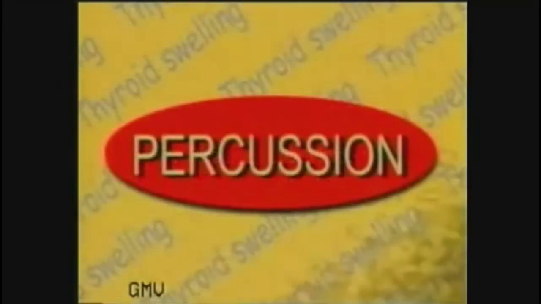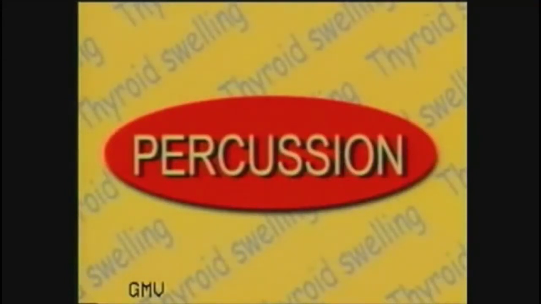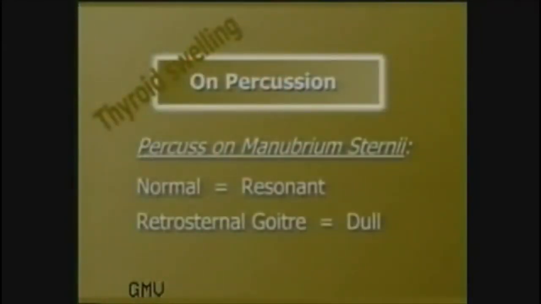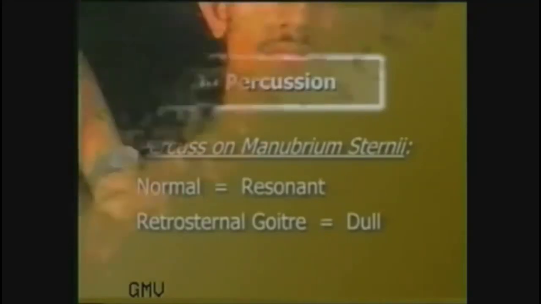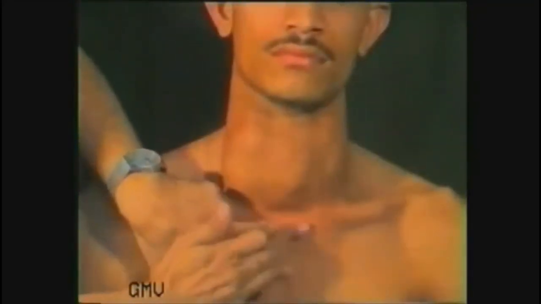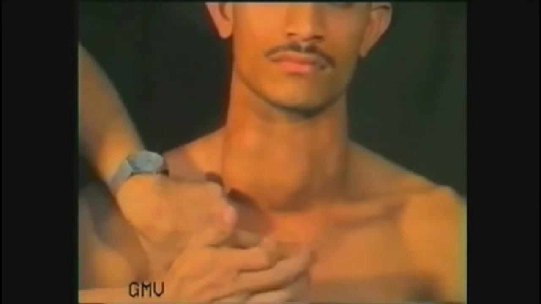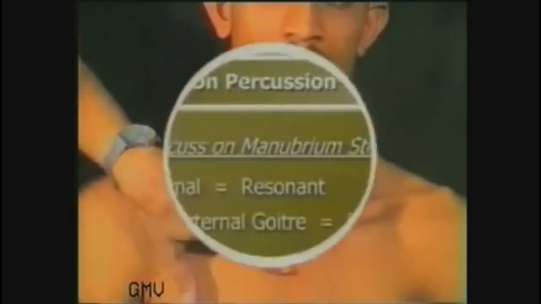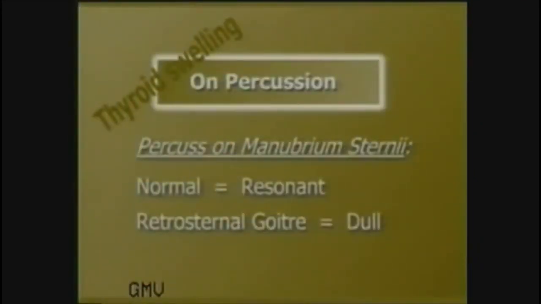Now let us proceed to percussion and auscultation. Percuss directly over the manubrium sterni or use a heavy percussion stroke. Normally the note is resonant due to air in the trachea behind the manubrium sterni. If the percussion note is dull, suspect a retrosternal extension of the thyroid, which descends between the trachea and the sternum and comes to lie between the manubrium sterni and the air column.